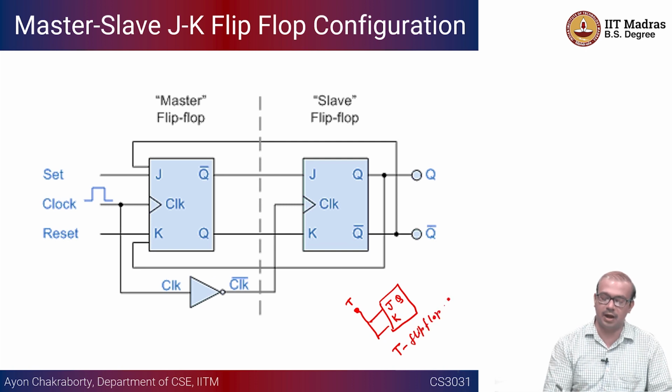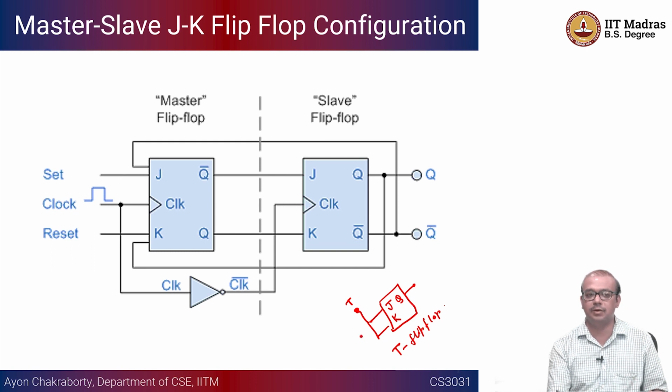You can understand yourself how it behaves, because if T is equal to 1, J is going to be equal to 1 and K is going to be equal to 1. So that means it's going to toggle the value of Q. Whereas if T is equal to 0, J should be equal to 0 and K should be equal to 0. So this is more like a memory hold state. So Q is going to retain its value.